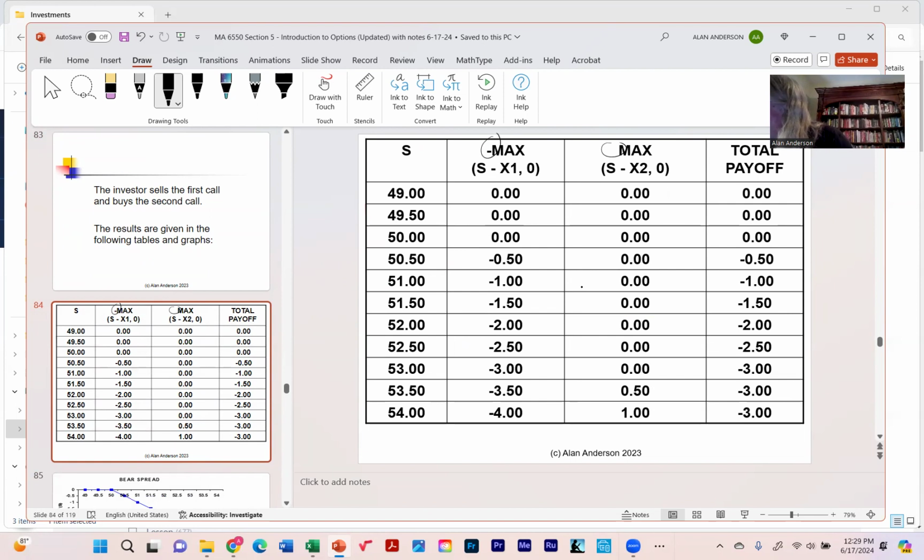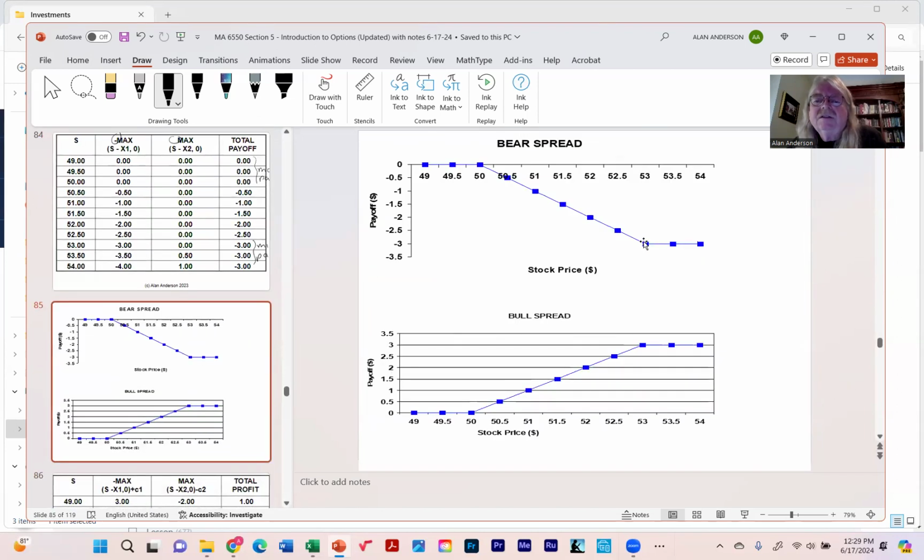So if you notice with the payoffs, the payoffs are bounded between 0 and negative $3. But remember, we get to keep that $1. So these are the profit. Sorry, these are the payoff profiles. I put them together so you can see that.